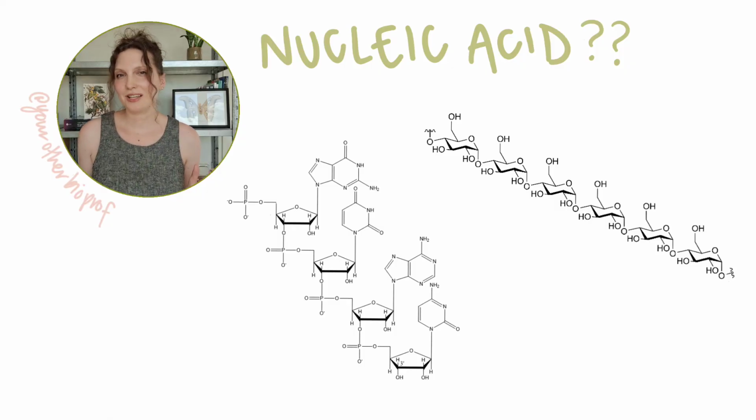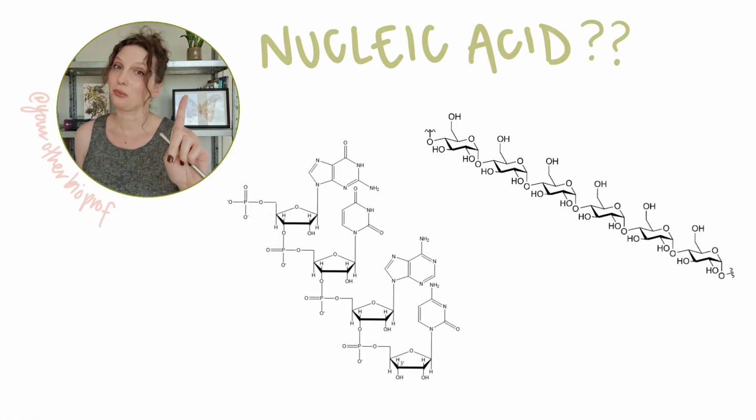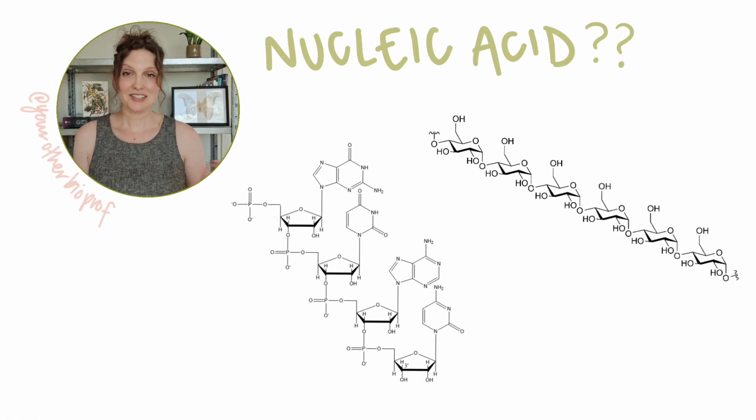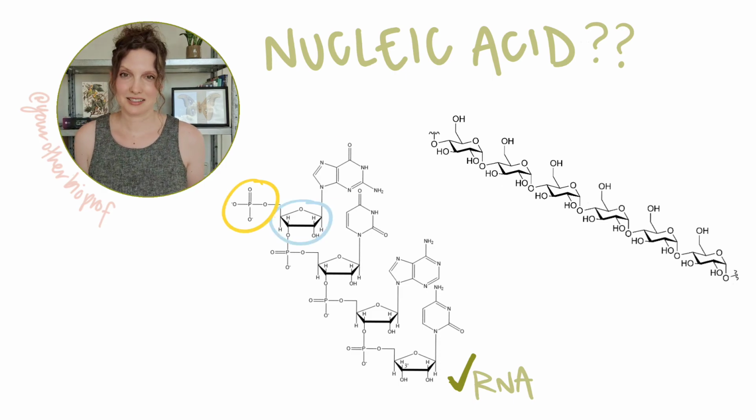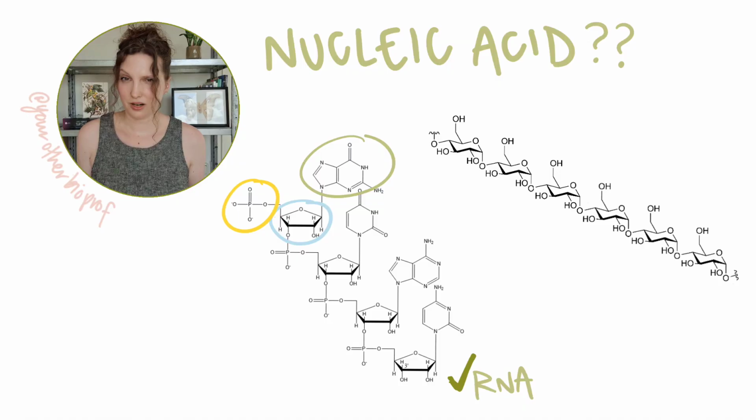Next, which one is a nucleic acid? Again, pause if you need to. Answer in 3, 2, 1. On the left is RNA, a nucleic acid. Notice the repeating subunits, the nucleotides. You've got sugar, phosphate, nitrogenous base. Okay, but what's on the right? It's a polysaccharide, a carbohydrate. You've still got repeating subunits, but just repeating subunits of monomers, a much simpler structure here.